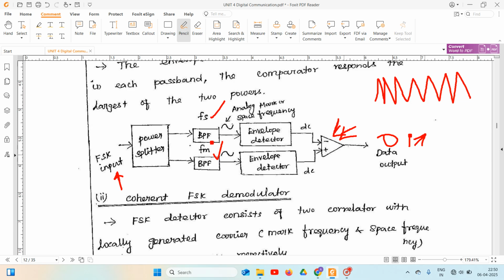Here we are not using any fixed carrier phase, and also no synchronization circuit in the non-coherent detector. So this type of circuit is called a non-coherent FSK demodulator.